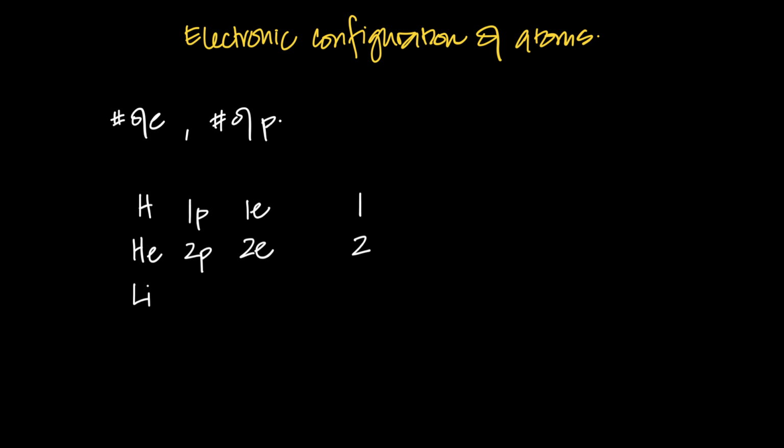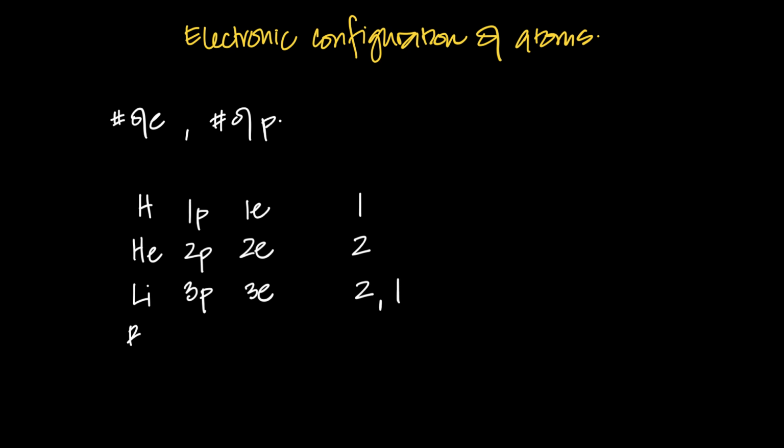And lithium has three electrons because it has three protons. So when you have three electrons in lithium, two of the three electrons are found in the lowest shell first, and then the third electron, because the lower shell can only take two, goes in the next shell.